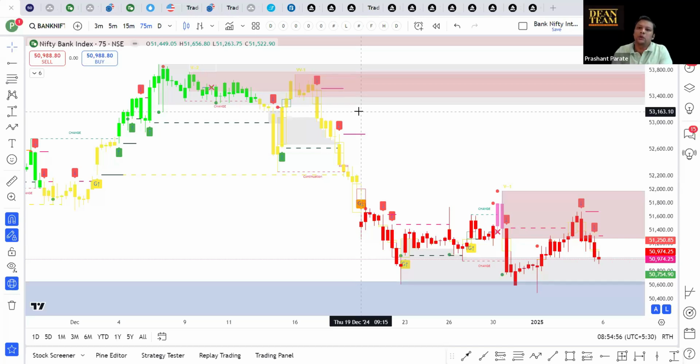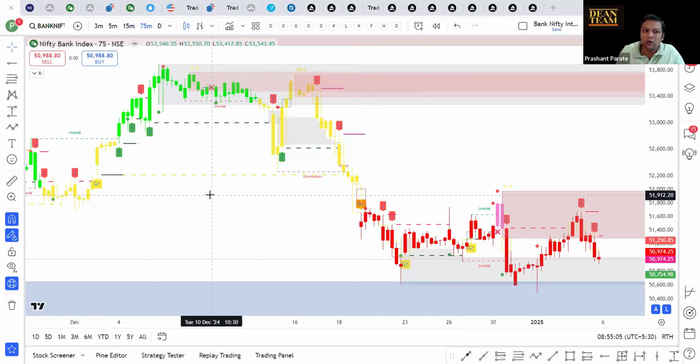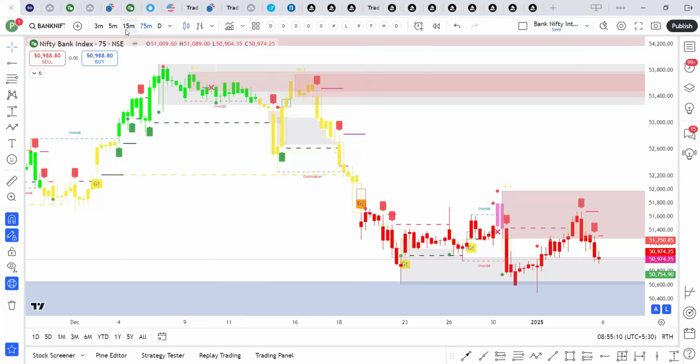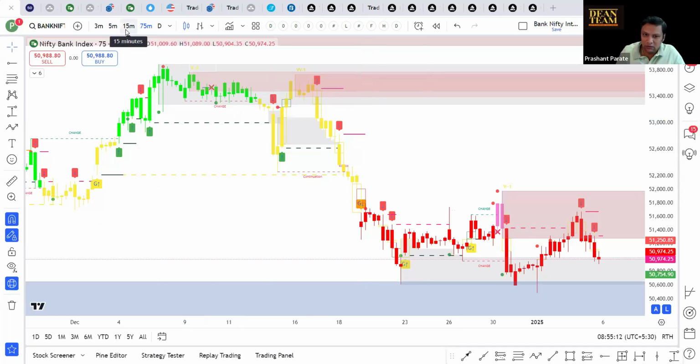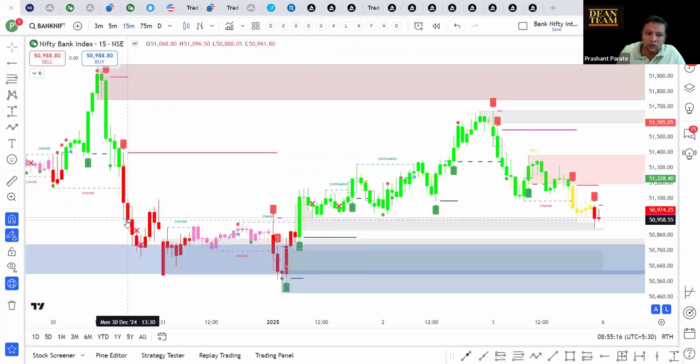The 15-minute chart usually gives us trades for 2 to 3 days. If we want to take an intraday trade, we have to go to the 3 or 5-minute chart. That should be taken in the direction of the 15-minute chart. So if the 15-minute trend is down, then look for an opportunity to sell based on the 3 and 5-minute chart.